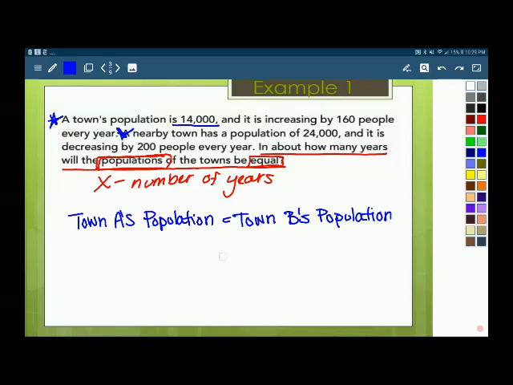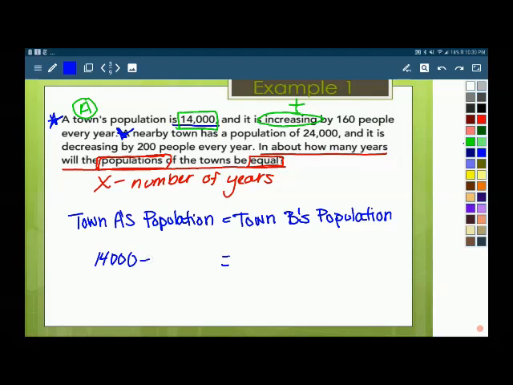Okay, so I put stars by where each of the towns were being described. So I want to know when the two are equal. So let's actually construct the math. How do we come up with town A's population? Well, it says in the words that a town's population, or we've been calling that town A, is 14,000. Okay, so they start with 14,000 people. And then the word increase is in there, okay? It's increasing. Increasing would mean we're adding people to it. Okay, so it's increasing by 160 people every year.